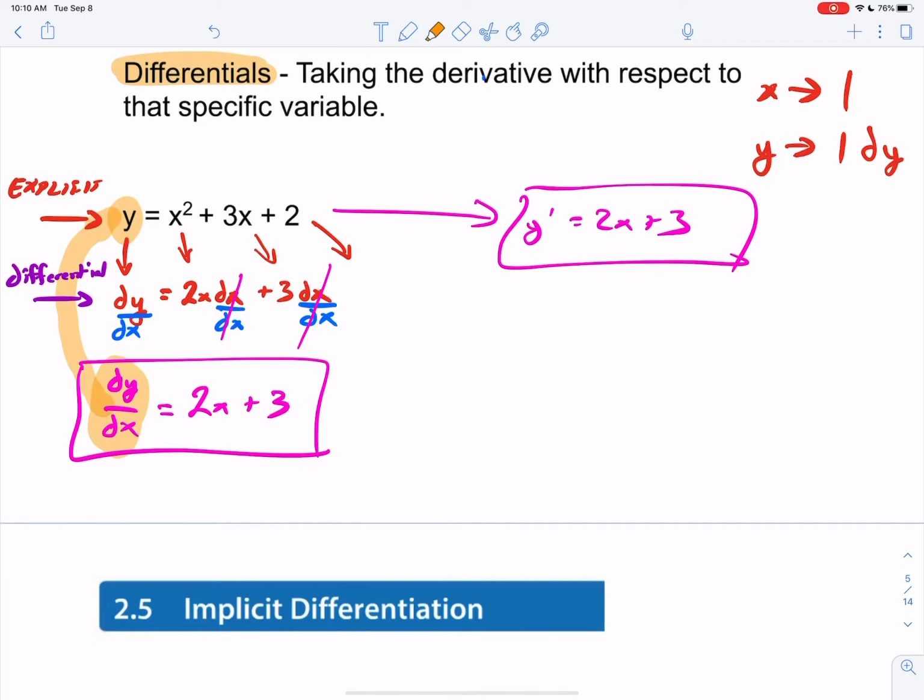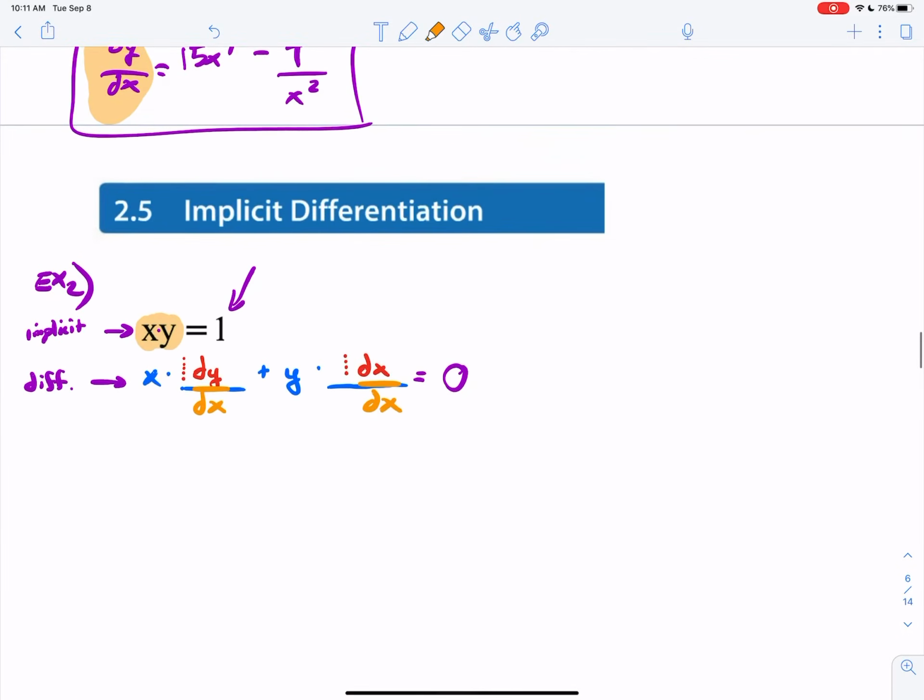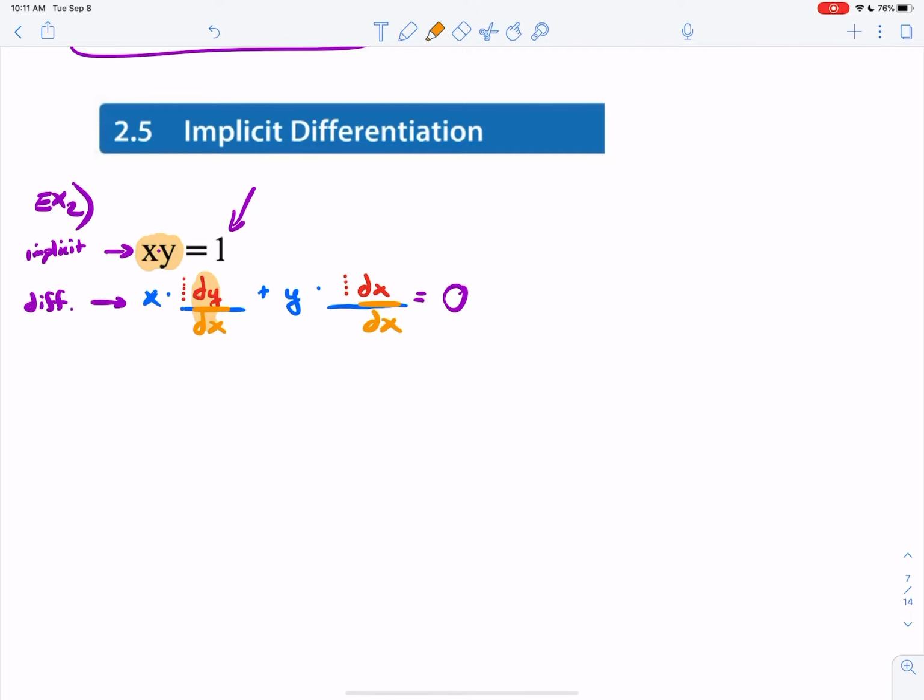So when you take the derivative, dy dx is by itself. But now here, dy dx is right here. It is not isolated. So there's one more step to it. We have to move some things around, okay? First off, dx over dx is just 1. So I'm going to write it out again. We have x times dy dx plus y times 1, which is just y.